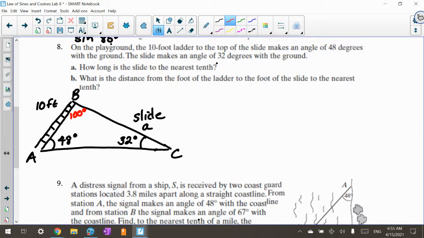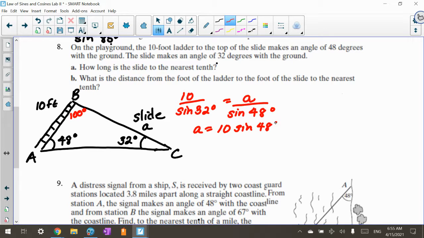So let's do this. I've got 10 feet is to the sine of 32 degrees equals, so there's that. Let's find the slide is A. That's my slide. It's the sine of 48 degrees. There we go. Now we can cross multiply. So I have A, when I cross multiply, is 10 times the sine of 48 degrees divided by the sine of 32 degrees. Now, if this bothers you, like I've said before, just make sure you show the step in between as you're cross multiplying.